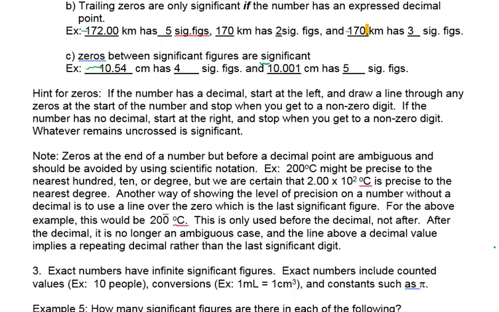And as I mentioned, our third rule: exact numbers have infinite significant figures. So exact numbers are things that are done either by definition or things that we count. So conversions are by definition, constants are by definition. So when we have things like metric conversions, 1 milliliter equals 1 centimeter cubed, or constants like pi, which we often estimate to a certain number of significant digits, but does not actually have an ending point.